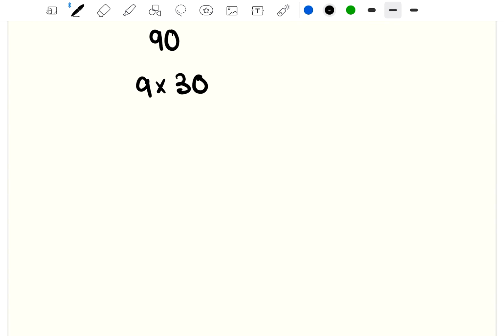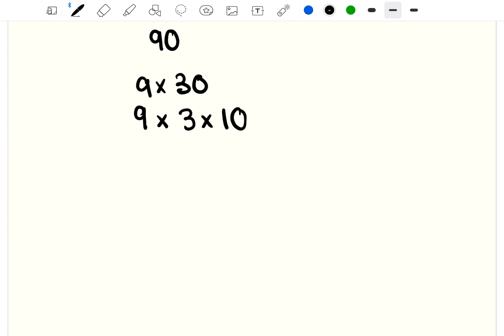Well, 30 is how many groups of 10? 30 is actually 3 groups of 10, right? So we can actually rewrite this question. We can say that instead of 30 here, we're actually going to say that's 3 lots of 10, 3 groups of 10. And I'm still going to include my 9 times 3 lots of 10.